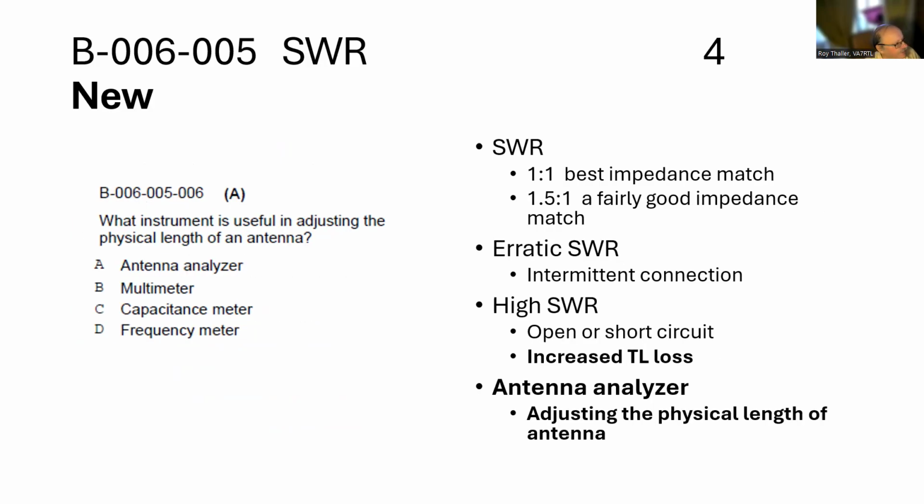Another new question. What instrument is useful for adjusting the physical length of an antenna? So in this case, you would use an antenna analyzer and it would measure SWR versus frequency, and then you could adjust the antenna length to reduce the SWR value. So that's an antenna analyzer.